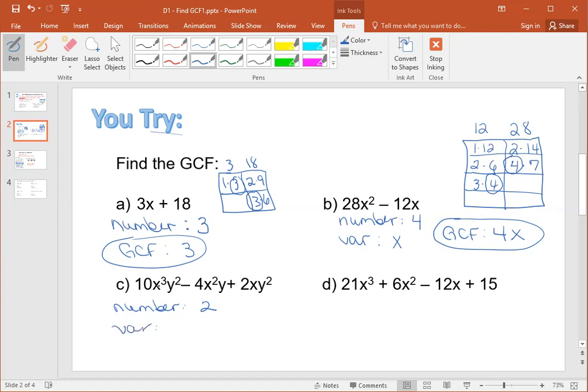All right, then by variables, we actually have 2 different variables. So with the x's, I have cubed, squared, and remember, if it doesn't have a power, it's just to the power of 1. So we can take 1x from everything. And then we also have y's. We have a y squared, a y, and a y squared. So the most that I could take from everybody evenly is just one of the y's. So my GCF is 2xy.